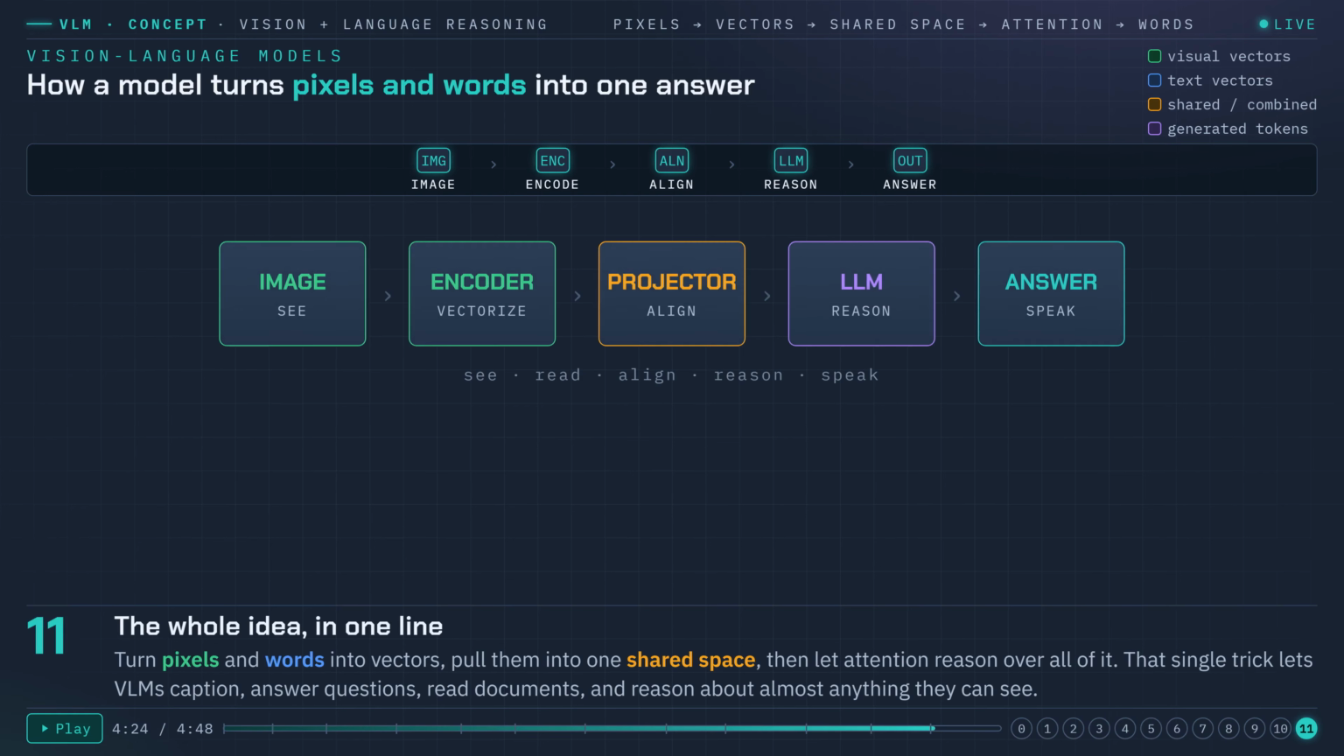So that's the whole idea in one line. Turn pixels and words into vectors, pull them into one shared space, then let attention reason over all of it. That single trick is what lets these models caption images, answer questions, read documents, and reason about almost anything they can see.